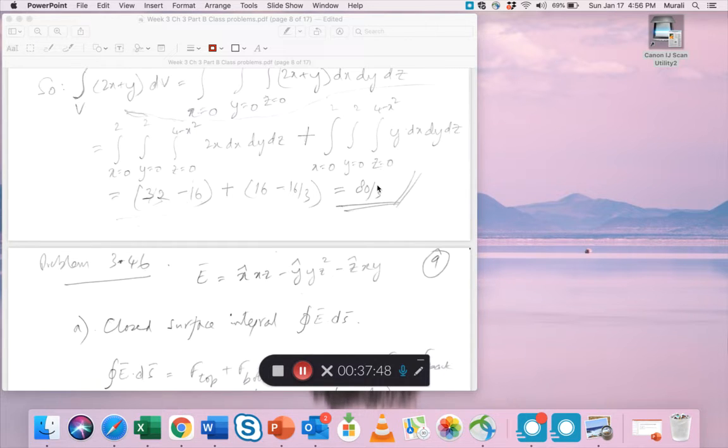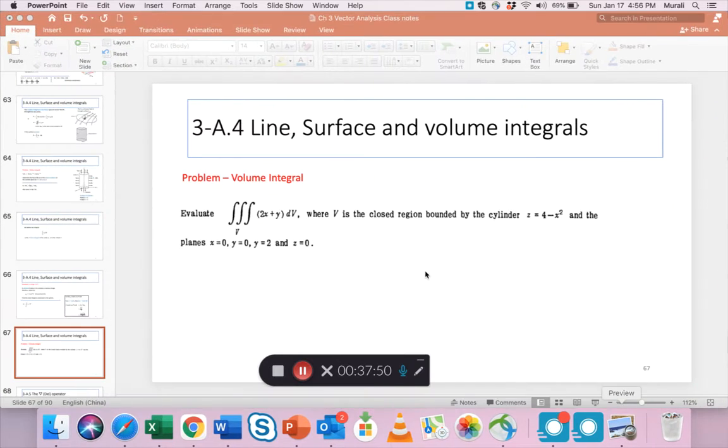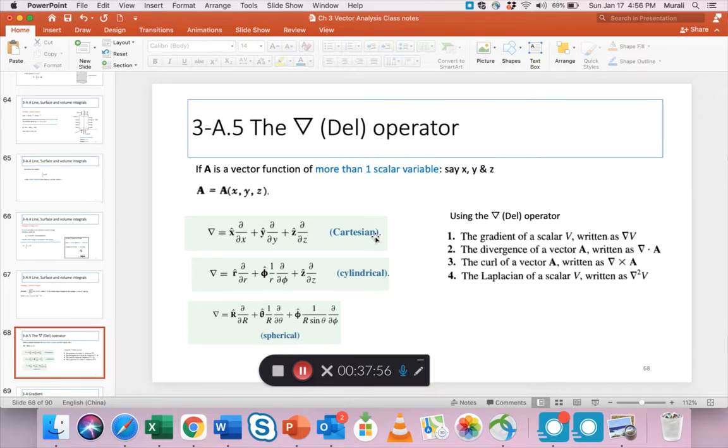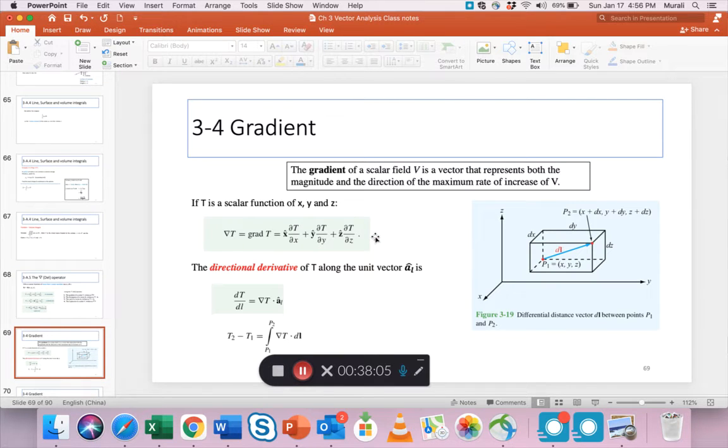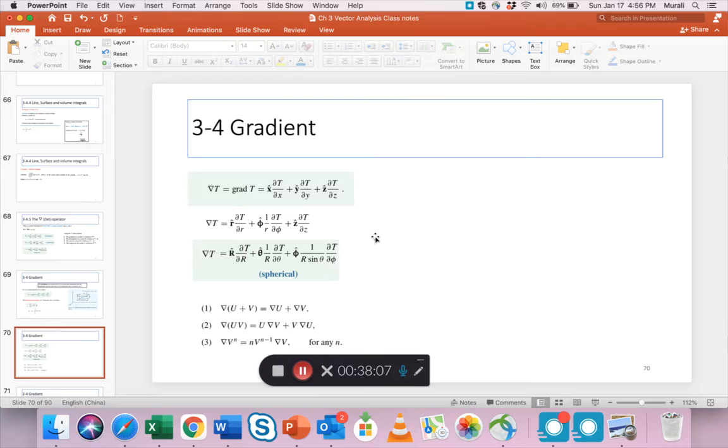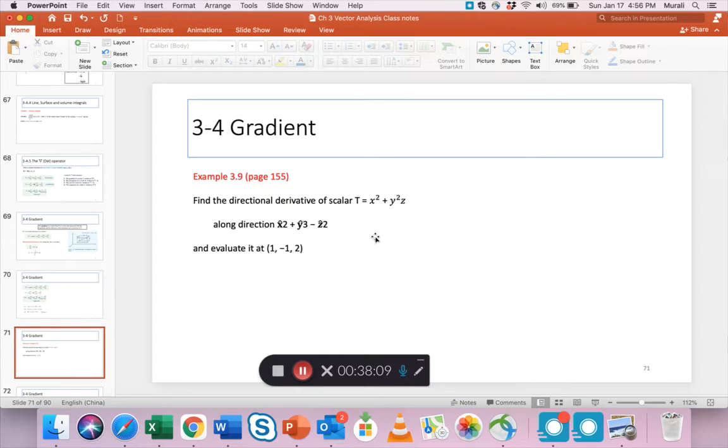Okay. All right. I hope that's enough explanation. Please try it. If you run into problems, we can talk. All right, moving on to the last section, the del operator and the gradient divergence and all that. Let's keep moving. Slide 69, 70, 71.